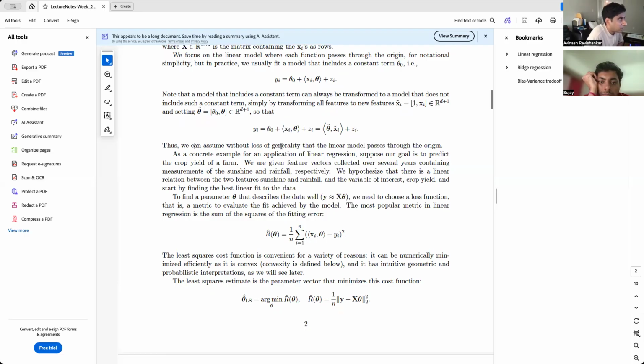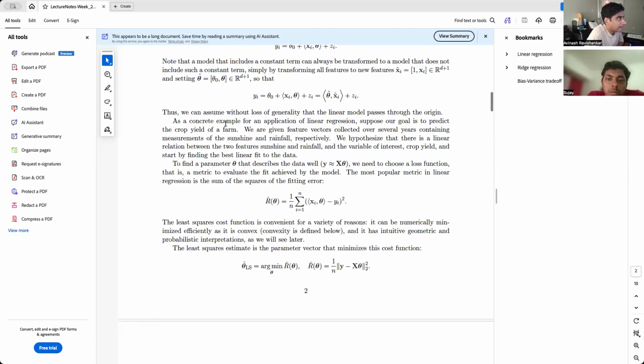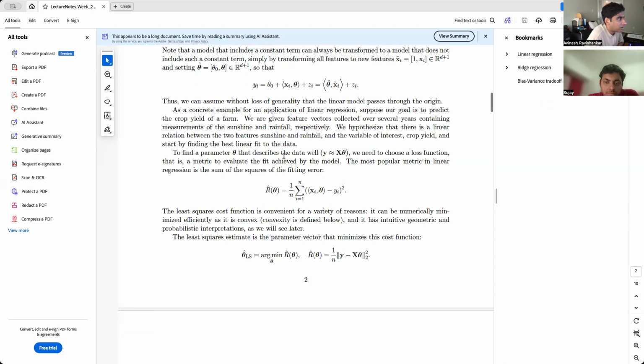So we can assume, without loss of generality, that the linear model passes through the origin, to predict the crop yield of a farm. We also assume there's a linear relation, and we want to find the parameter theta that describes the data well.